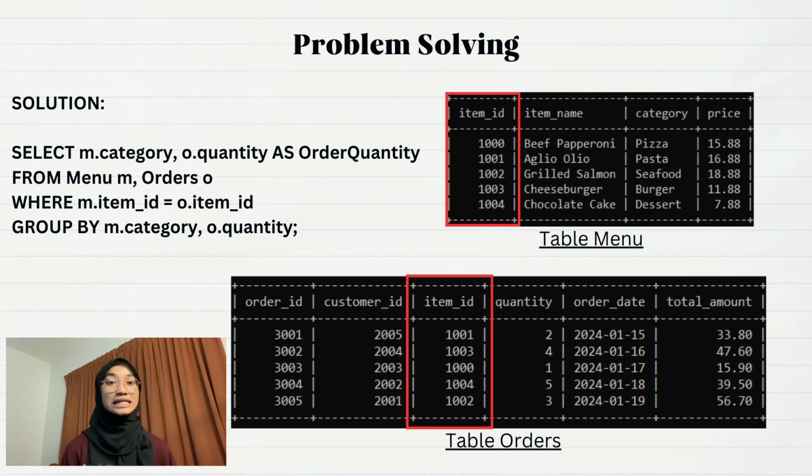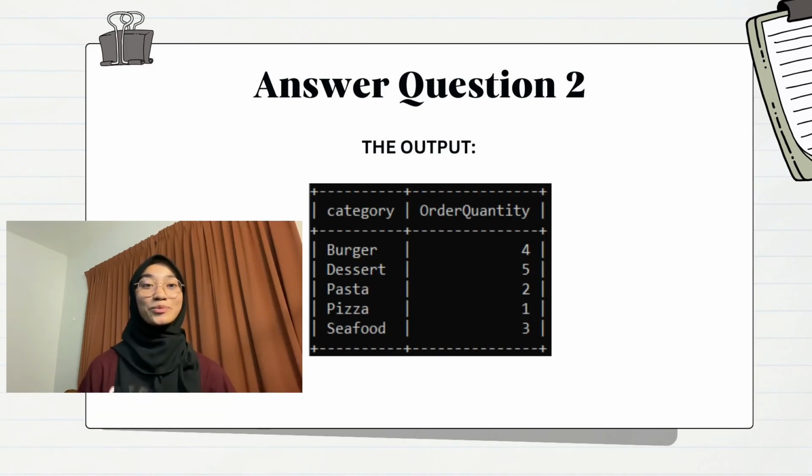This condition is important if you want to link these two tables together. Group by m.category, o.quantity, so the result will be grouped by category and quantity. This is the output.